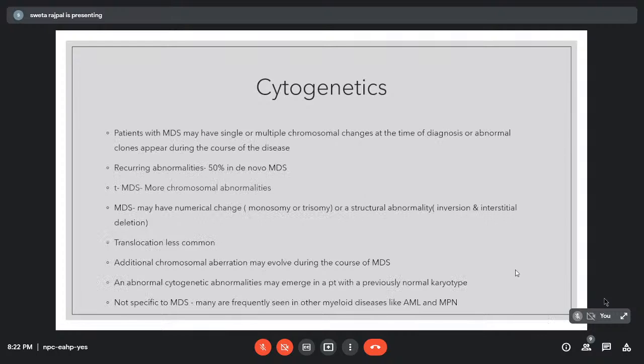In de novo MDS, this type of recurring abnormality happens in around 50% of cases. But if you look at therapy-related MDS, chromosomal abnormalities increase up to 70%. These changes can be numerical or structural abnormalities. However, translocations are very uncommon. An additional chromosomal aberration can also happen that can evolve the course of the MDS. Previously, a patient can have a normal karyotype, and the patient can also acquire another cytogenetic abnormality in the course of the disease, and that can lead to progression of the disease.